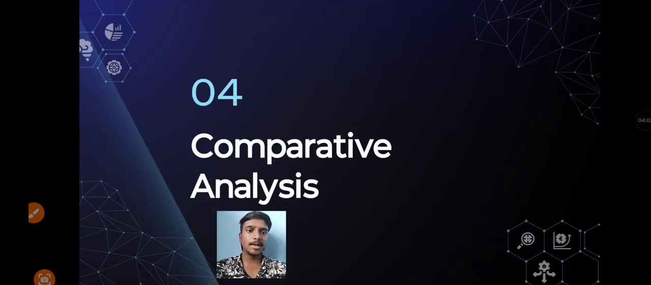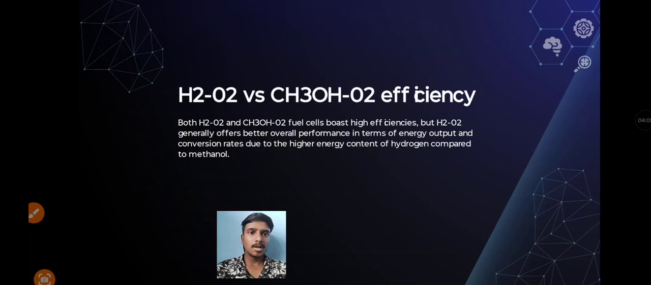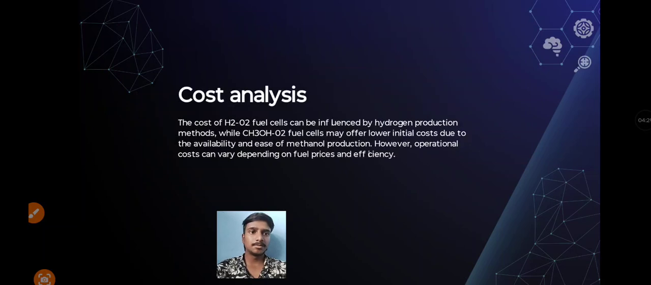Number 4, comparative analysis. H2O2 versus CH3OH-O2 efficiency. Both H2O2 and CH3OH-O2 fuel cells boast high efficiency, but H2O2 generally offers better overall performance in terms of energy output and conversion rates due to the high energy content of hydrogen compared to methanol.